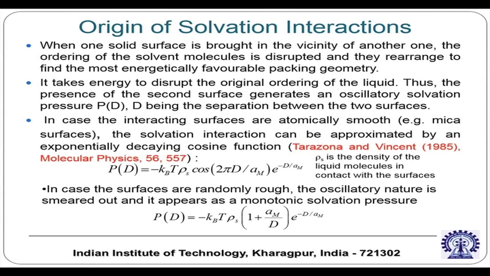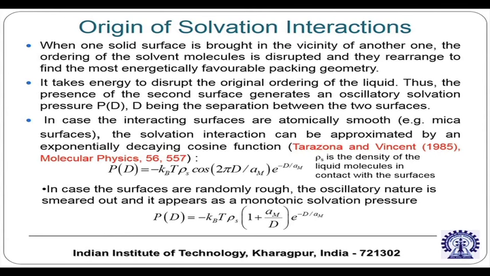In case the interacting surfaces are atomically smooth, there are real engineering surfaces which are atomically smooth. It might be surprising, but there are such surfaces; mica is an example of an atomically smooth surface. For such a surface, the solvation interaction can be approximated by an exponentially decaying cosine function. The expression is given, where the result is normalized in terms of the molecular length scale, d by a_m.